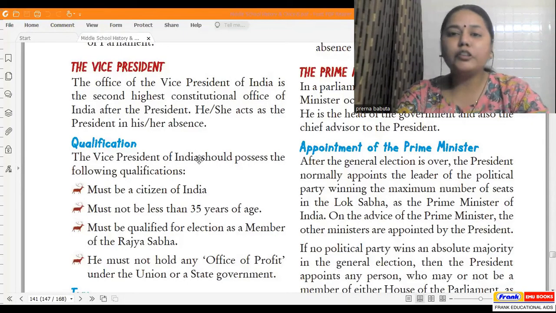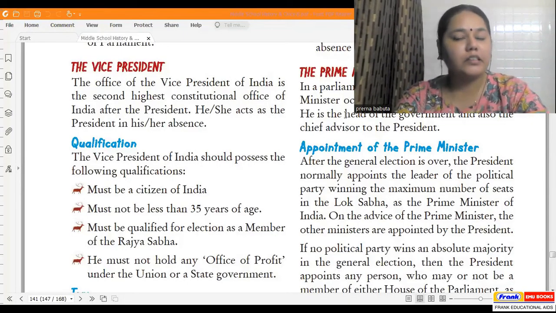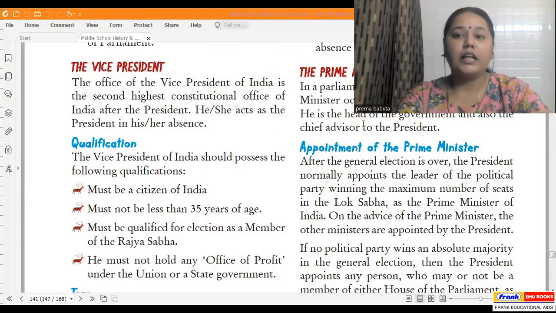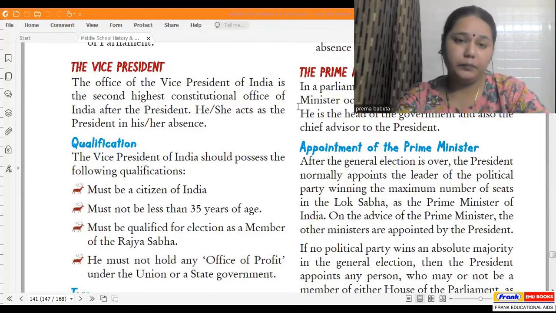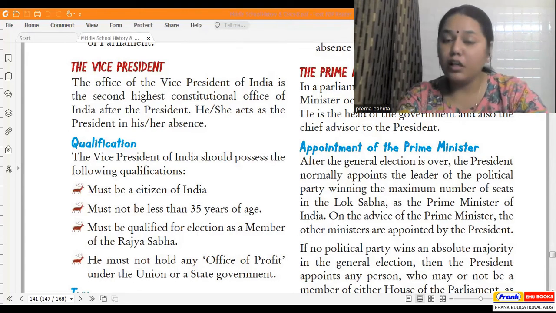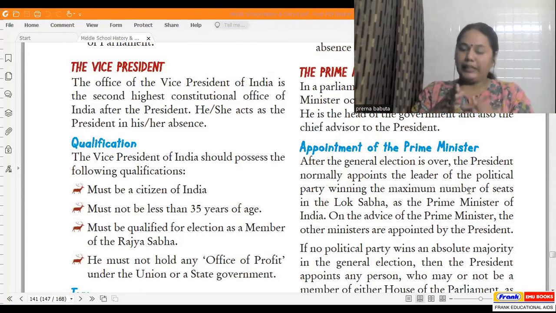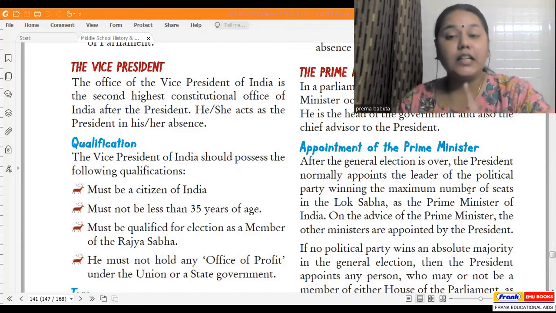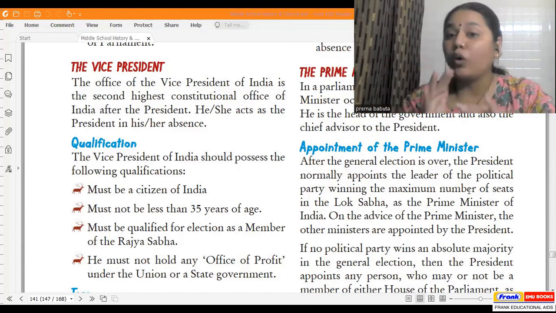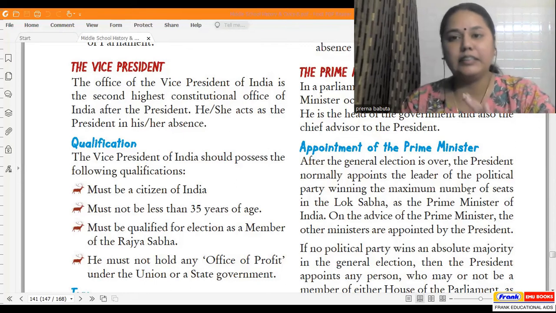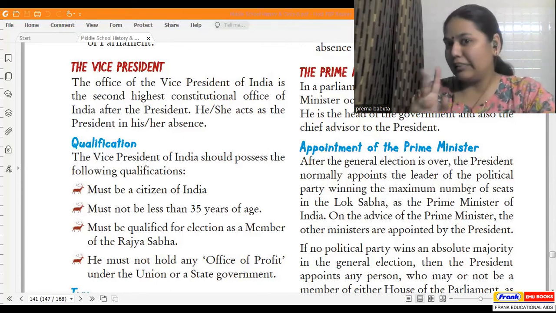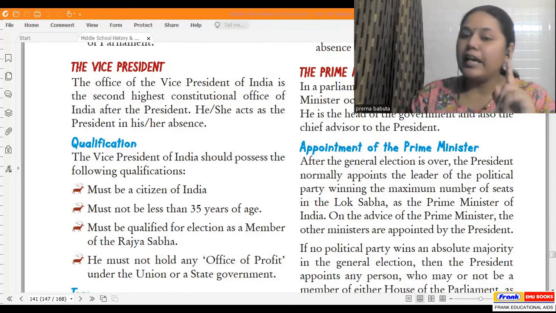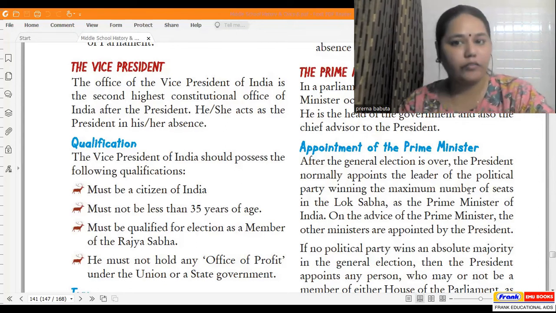So in a parliamentary form of government, the Prime Minister occupies a very important position. He is the head of the government and also the chief advisor to the president. Now understand, the president is the head of the state, but the prime minister is the head of the government, and this we are talking about in the Indian context. So do not mix up these two positions. President, head of state; prime minister, head of the government.